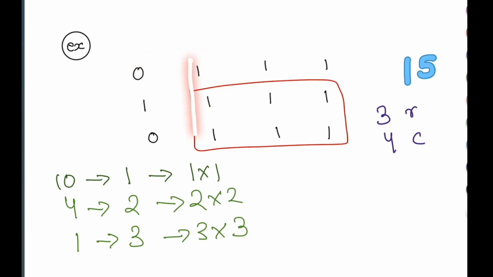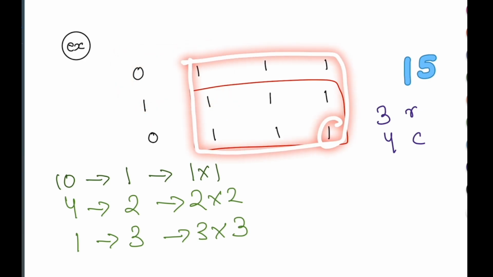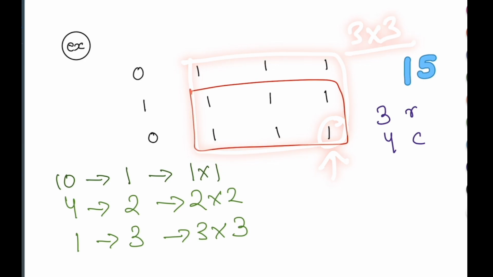Because if we look at this particular square submatrix and look at the last element, this is part of a 3 by 3 submatrix, right? How can I find that this can be a part of a 3 by 3 submatrix, or a part of 2 by 2 or 1 by 1?